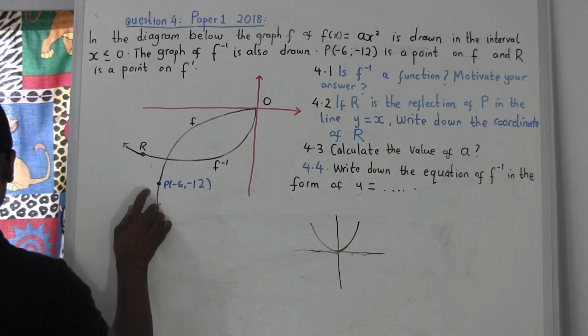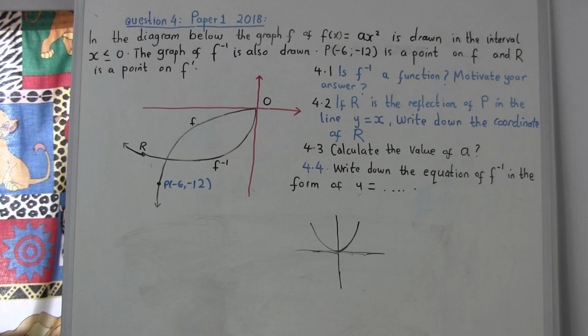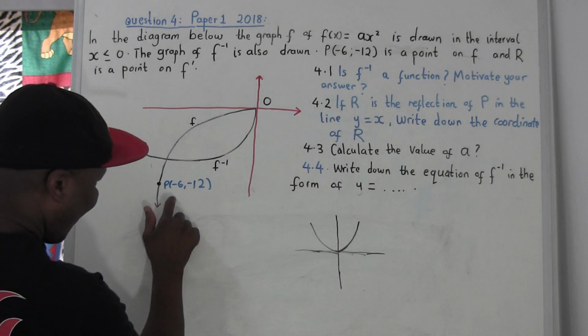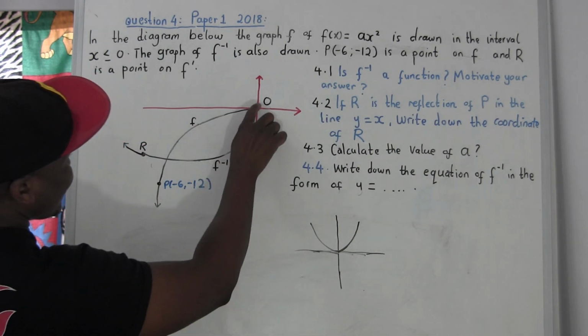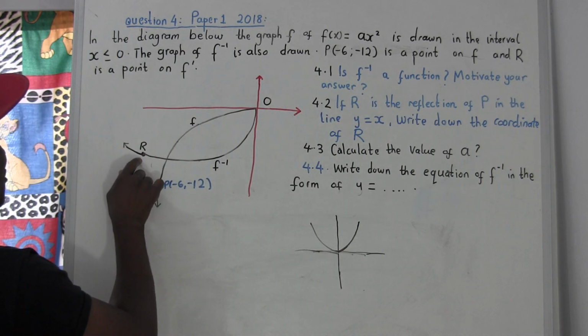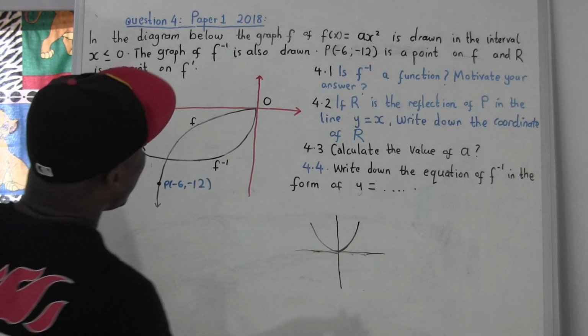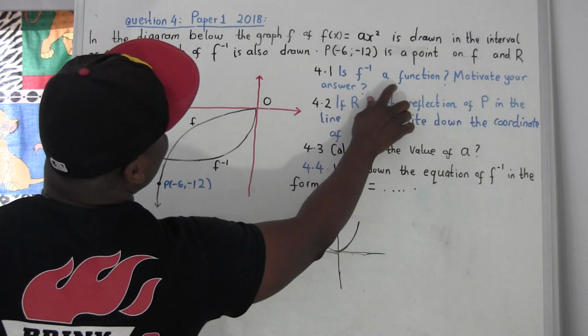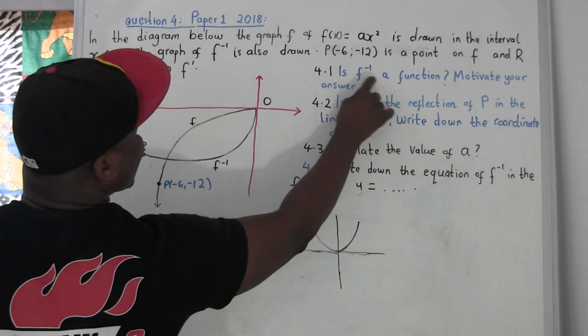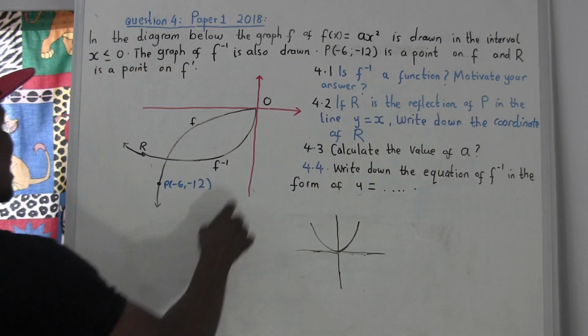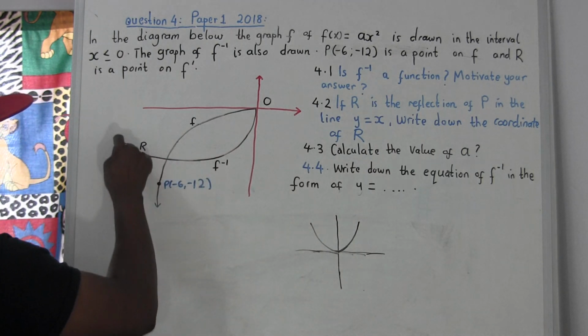This point is on f. You know what I'm saying? This point is on f. And this also, we have a point r, but we don't know the coordinates of r. What do they want? They say it's f inverse of a function. Is f inverse a function? They want us to test if this is a function.